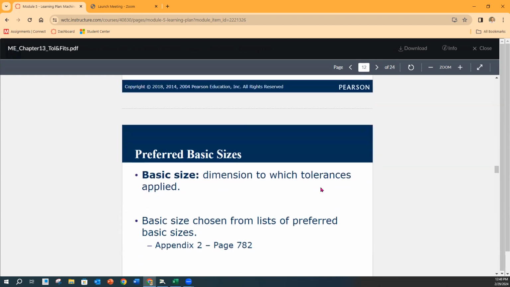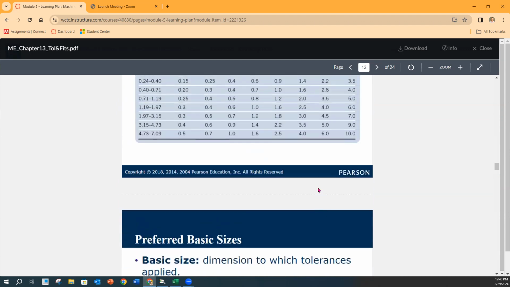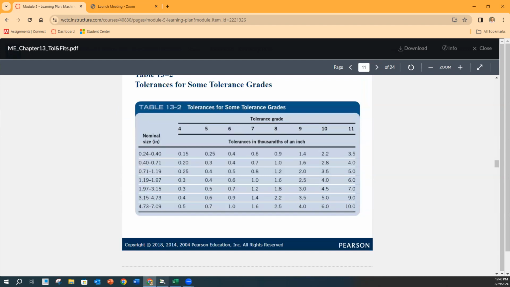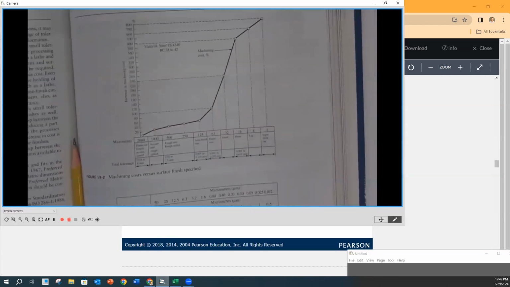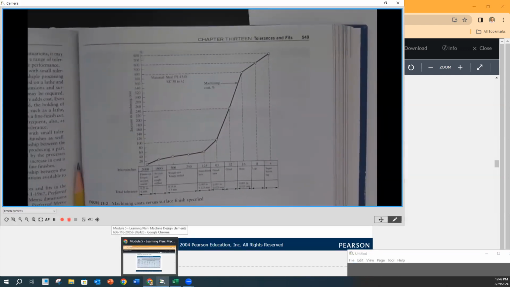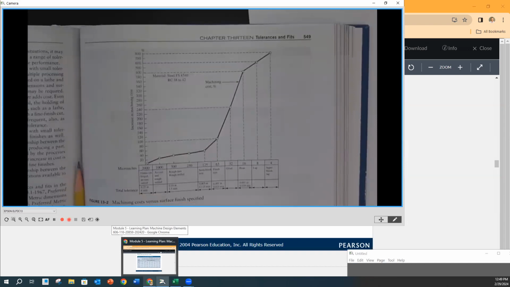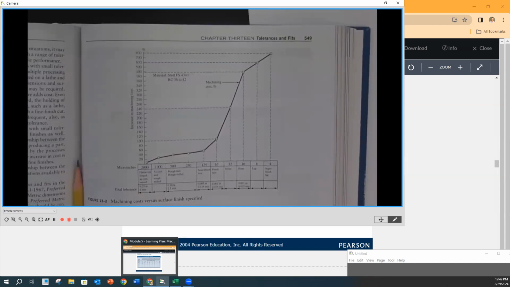Now, before we move away from this chart, it isn't in my PowerPoint, so I want to go back because it helps us understand these grades. So I'm going to go underneath my camera here. On page 549, there are 2 charts that are really important, and they help to make sense of some of this manufacturing process stuff. Now, we've briefly talked about or mentioned surface finish.